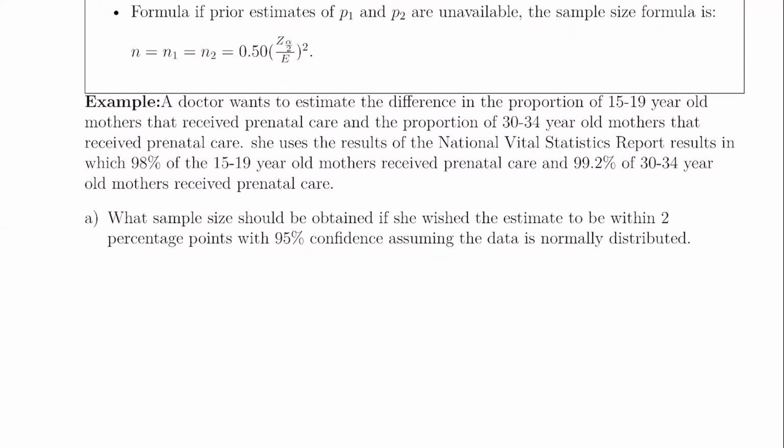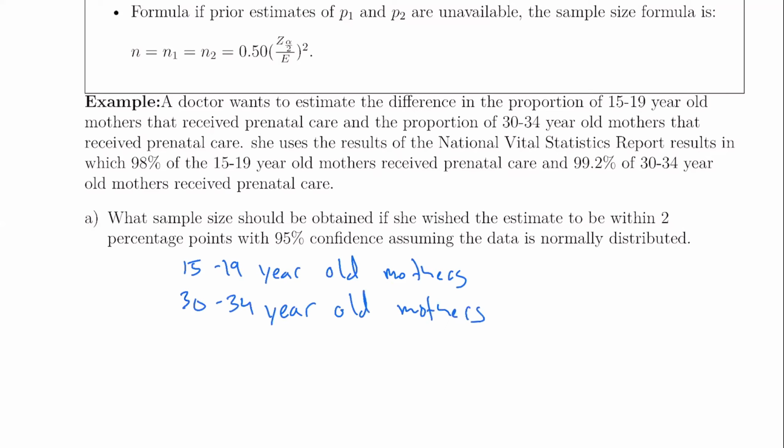So first thing you want to determine is which are my two populations. So the two populations are 15 to 19-year-old mothers, and then you have 30 to 34-year-old mothers. So those are my two populations.